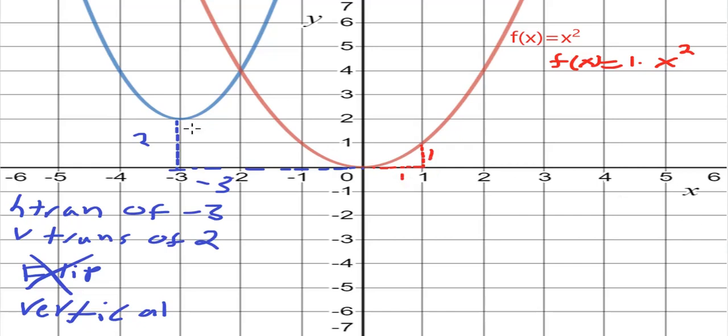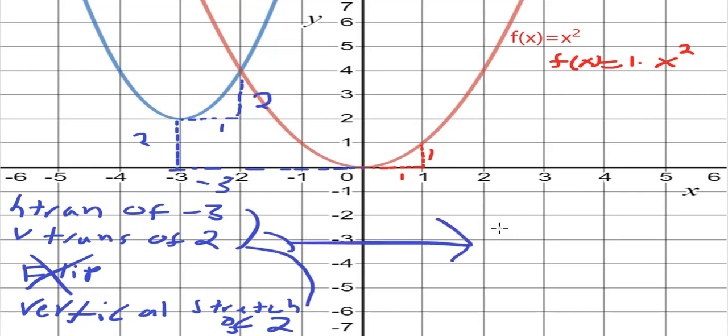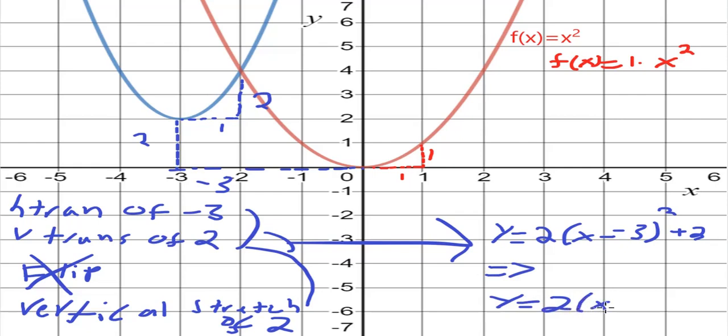Let's compare that to this blue parabola. When I go over 1 from the vertex, I go up 2, which tells me there is a vertical stretch of 2. Finally, all of this is going to give me the equation y equals 2 times x minus negative 3 squared plus 2, which will simplify to y equals 2 times x plus 3 squared plus 2.